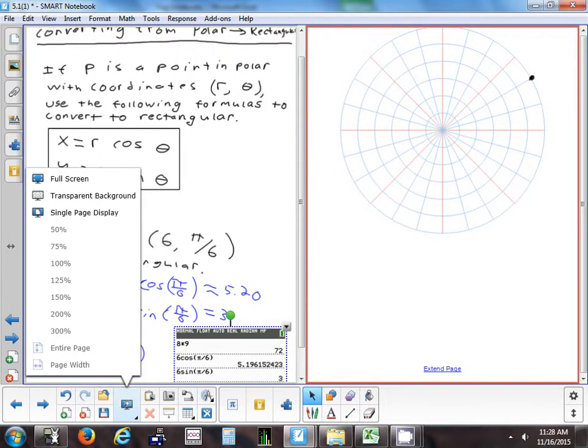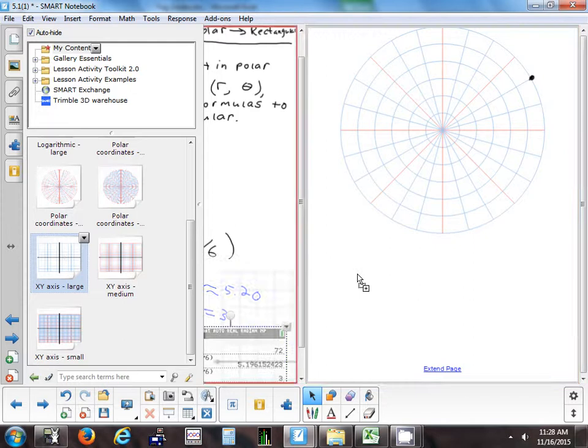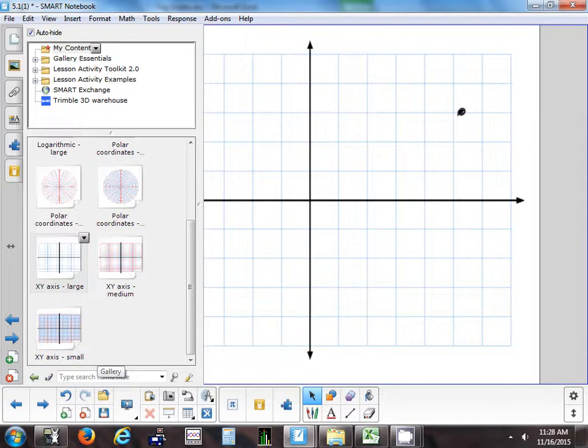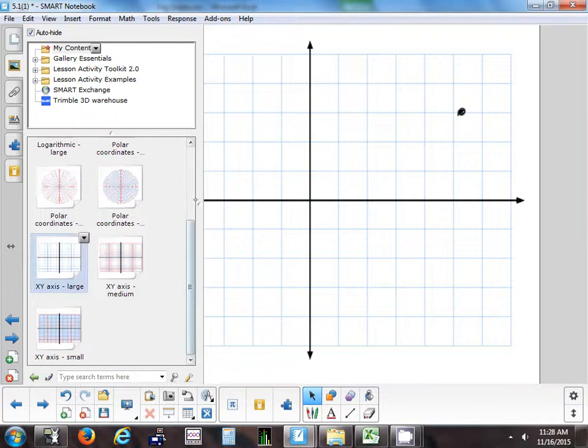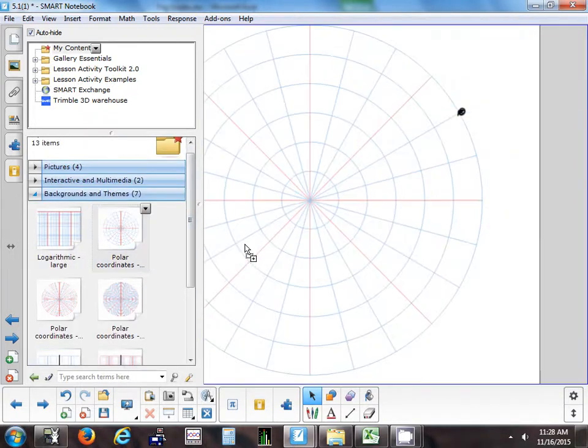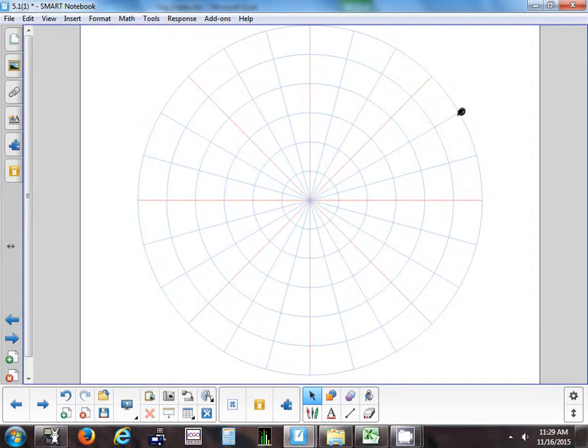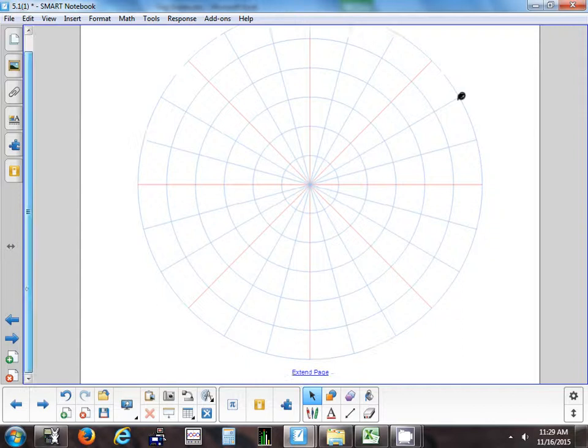So let's take a rectangular grid, put it right on top. Does it look like it's a little over 5 units right and exactly 3 up? Make it bigger so we can see it. Does that look good? Yeah. It's exactly where it should have ended up. So if you have software on your computer, you can just go between them by putting different backgrounds in place and see if your answer is right. On the graphing calculator, you can't really do that. Any questions on that?